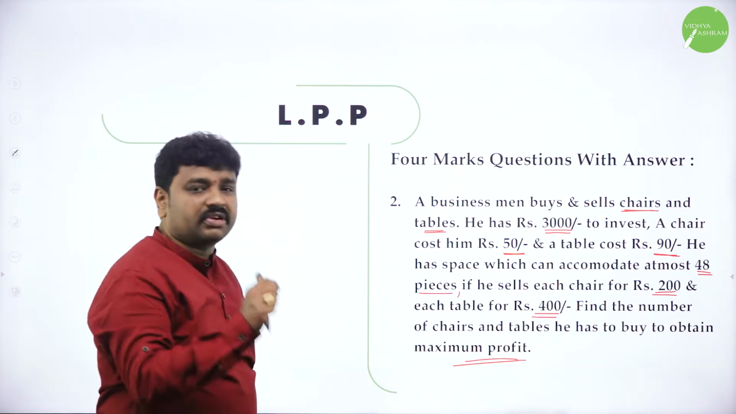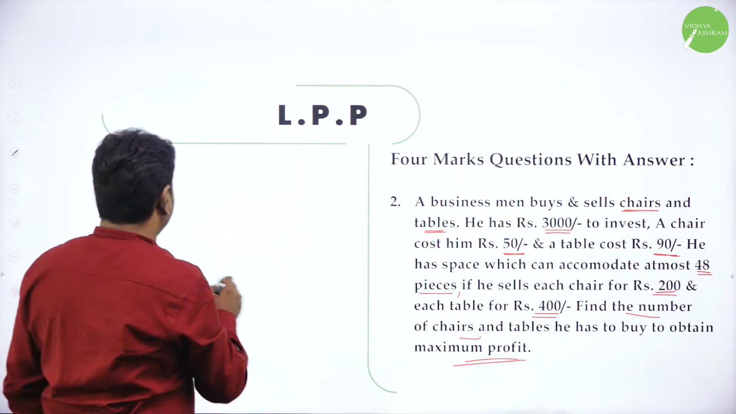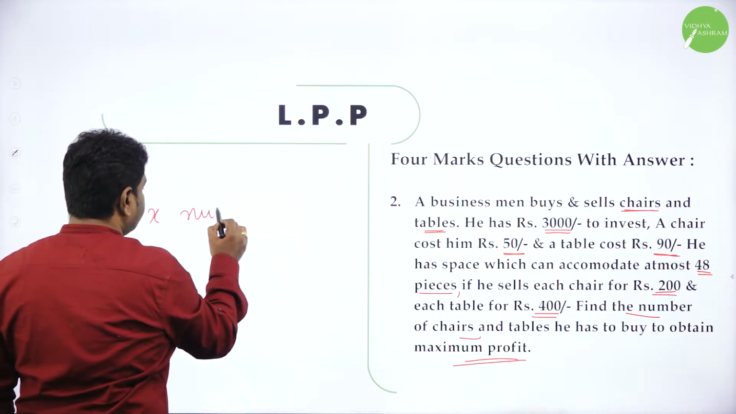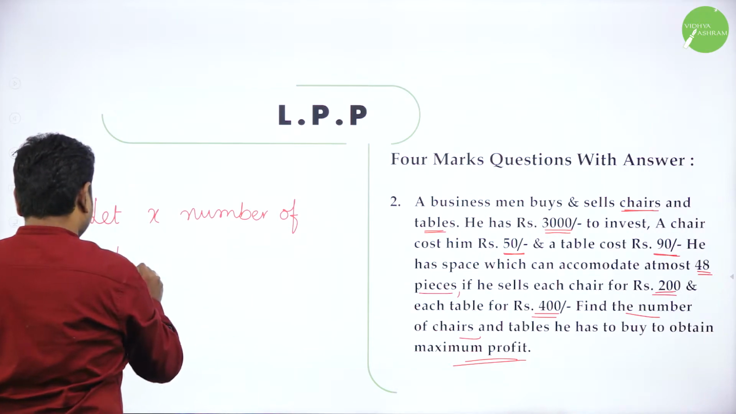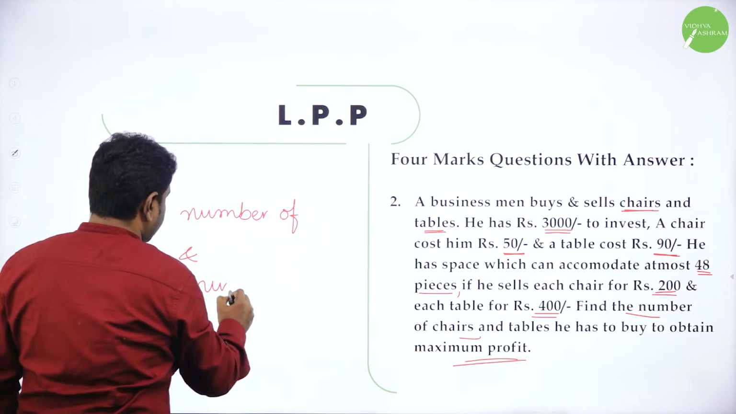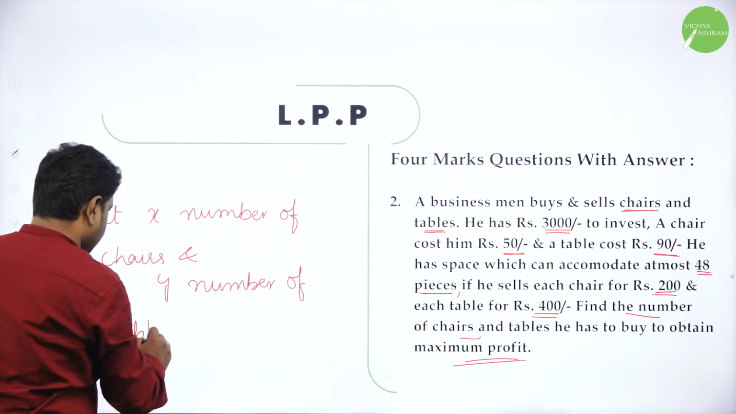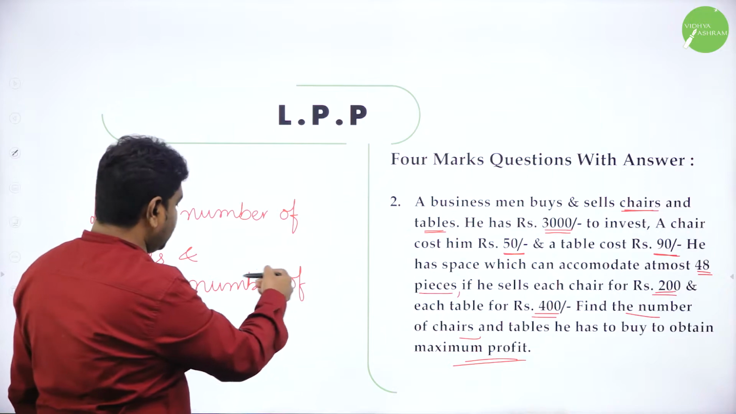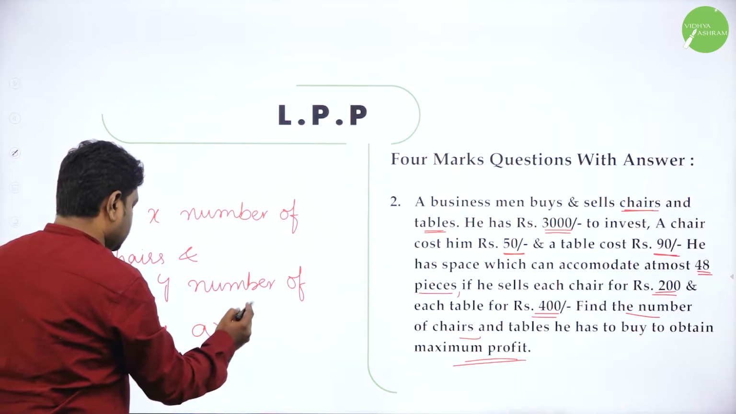So the first unknown is what? The number of chairs and tables, they want us to find. So the number of things we'll assume. So the first step is what? Assume the unknown. Let X be the number of chairs and Y the number of tables. The number of chairs he has to buy, we have to find how many. So let X number of chairs and Y number of tables be bought.